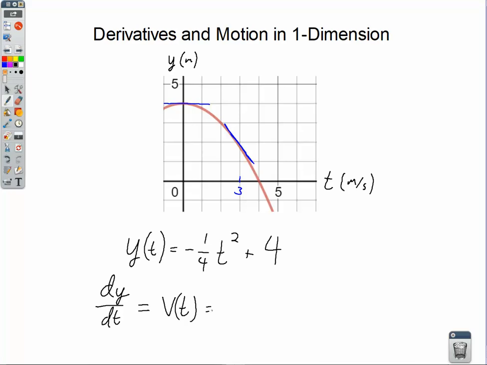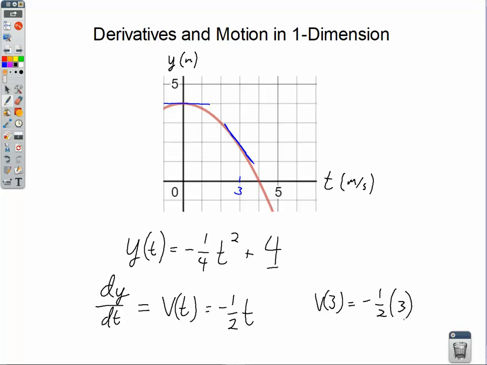We're going to use the power rule to take the derivative here. So 2 times negative 1/4 is negative 1/2. The exponent goes down by 1, so that's t to the first, and the derivative of any constant term is 0. So here we have the function that will actually give us the velocity of the ball at any time t. So what is the velocity at 3 seconds? We just have to plug that into the function that we just derived. So it's negative 1/2 times 3.